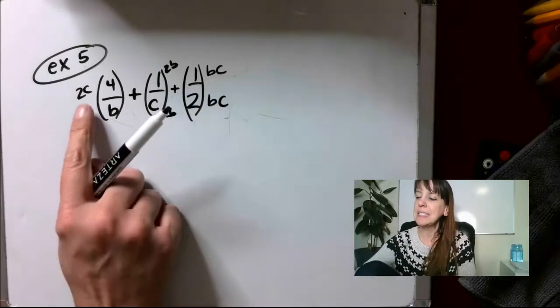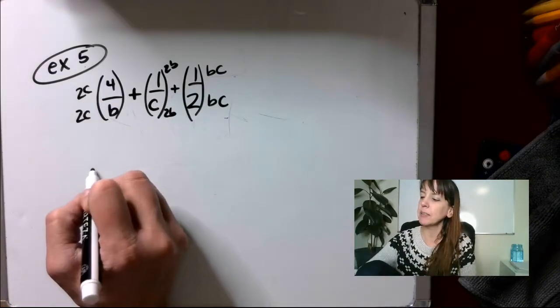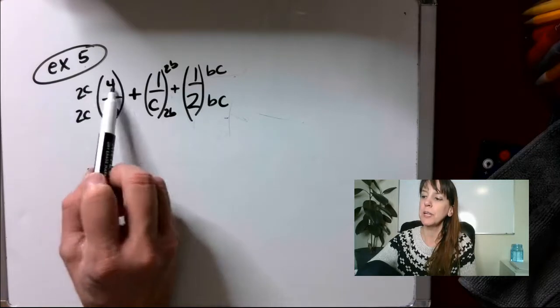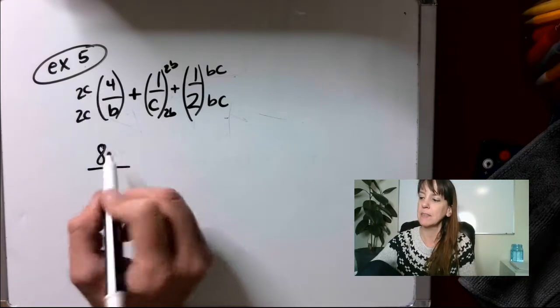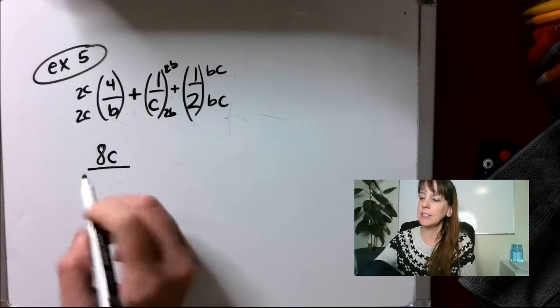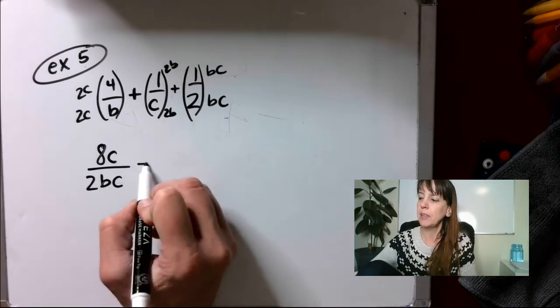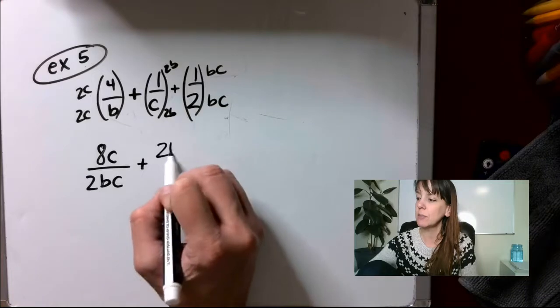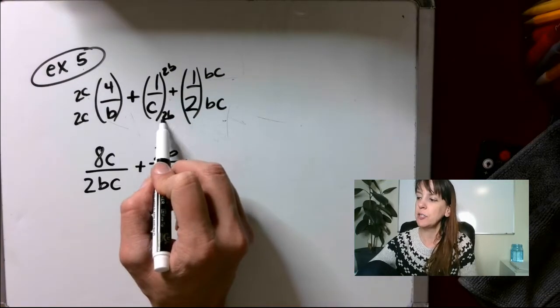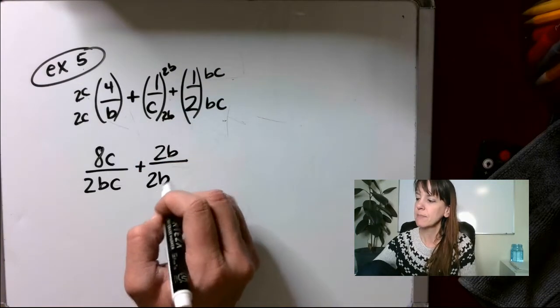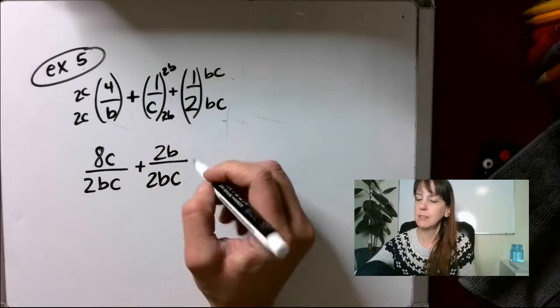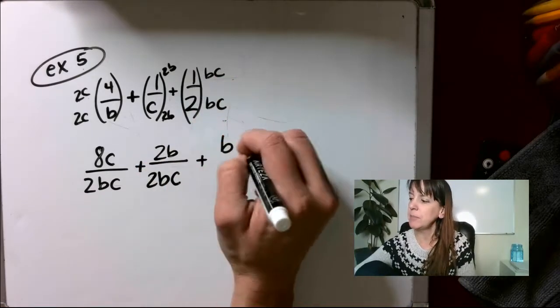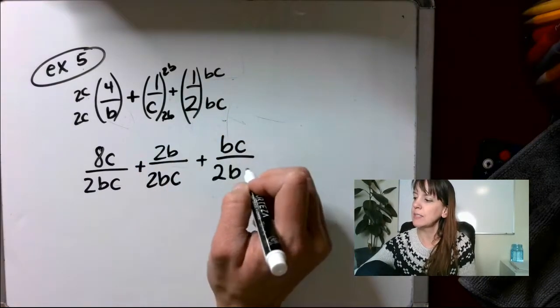Now upstairs, and remember I like to put everything in alphabetical order, 2 times 4 is 8 times C. Here I've got 2BC. Plus upstairs I have 1 times 2B, which gives me 2B, downstairs 2BC, plus upstairs 1 times BC over 2BC.